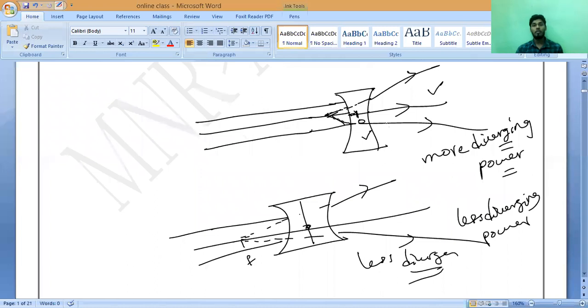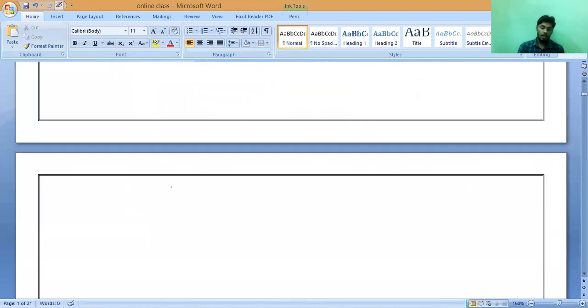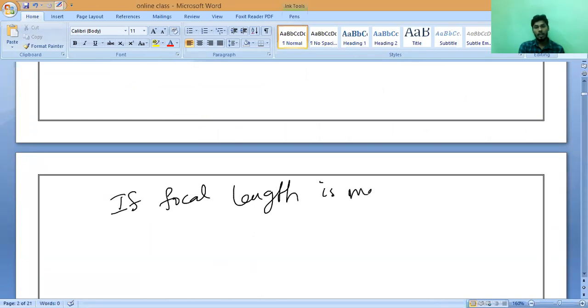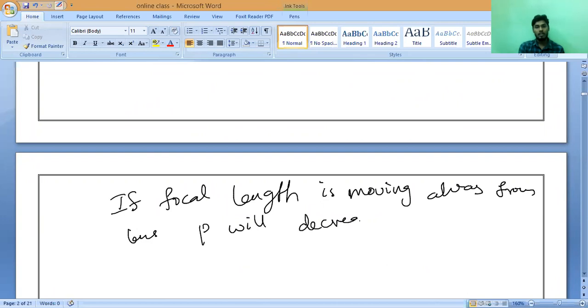If the focal length is moving away from it, either concave or convex lens, remember all of you, then the power of the lens will decrease. Focal length is moving away from the lens, then power will decrease. Do you understand, all of you? Power will decrease, either converging power or diverging power, it doesn't matter.